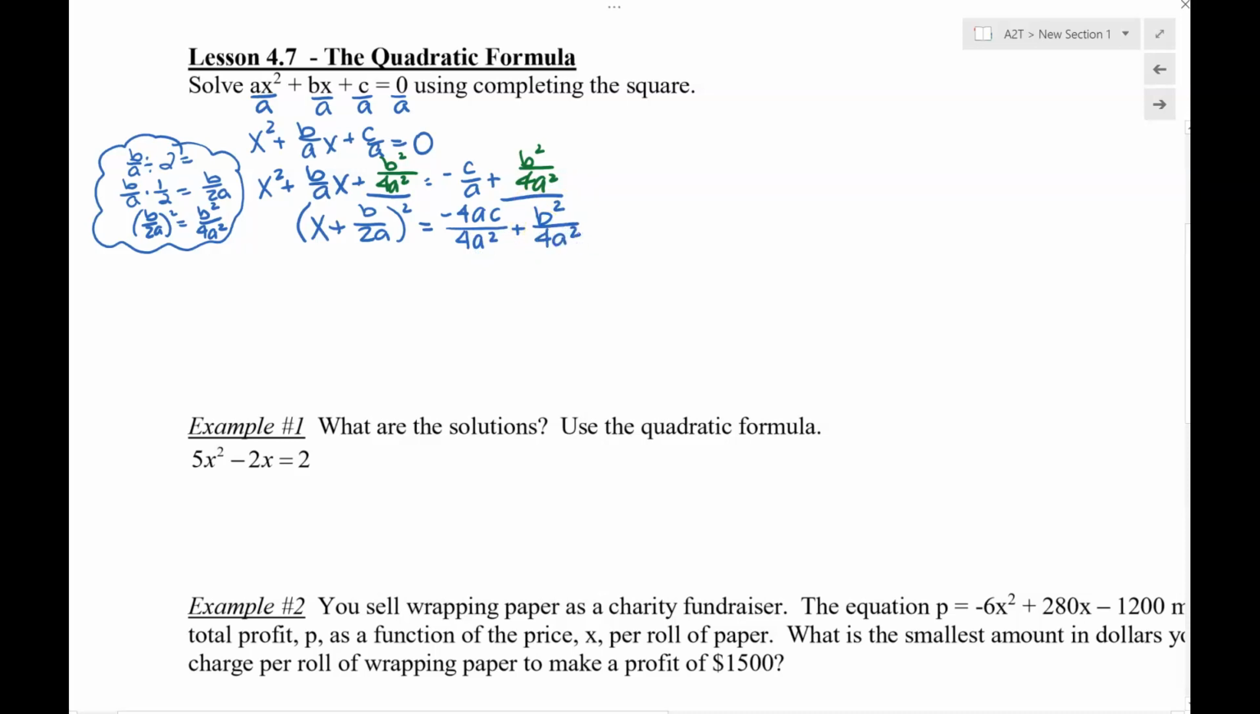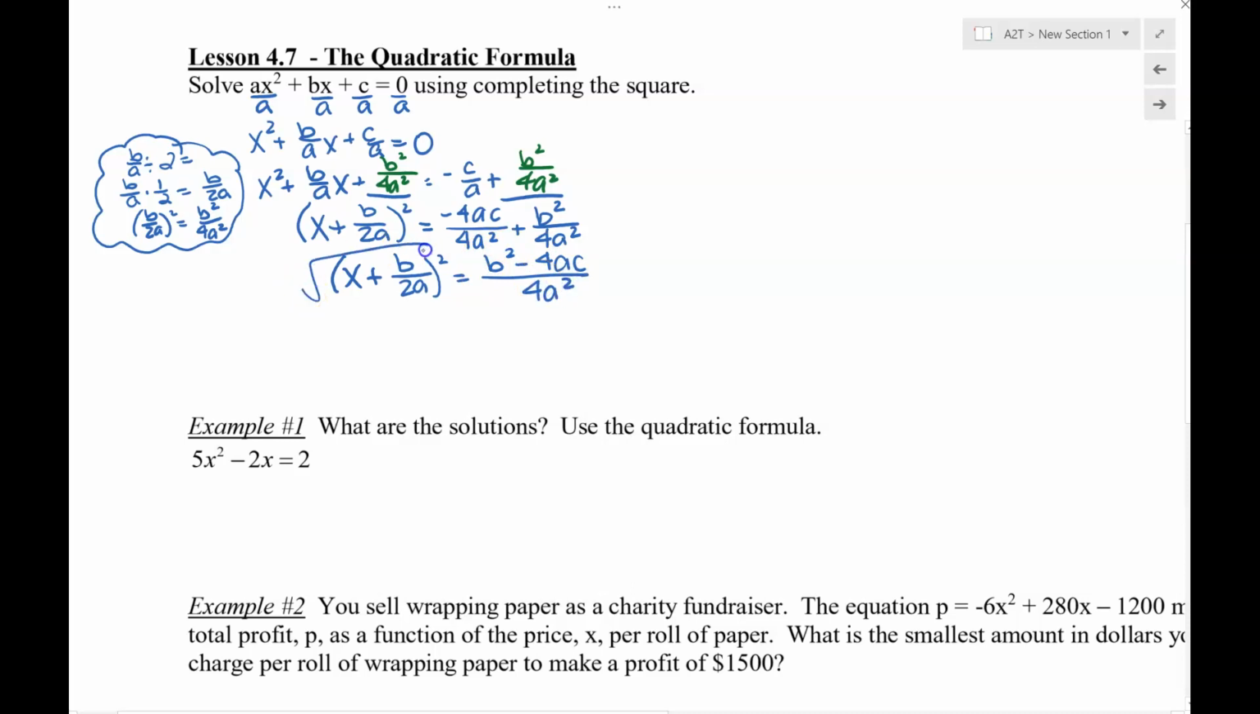All right, super abstract with the variables and all the letters, but just keep in mind your end goal. You're trying to solve. We're trying to get x by itself. So let's clean it up a little bit. x plus b over 2a quantity squared. And let's say that this is b squared minus 4ac. Let's just have that positive in front. That looks a lot better.